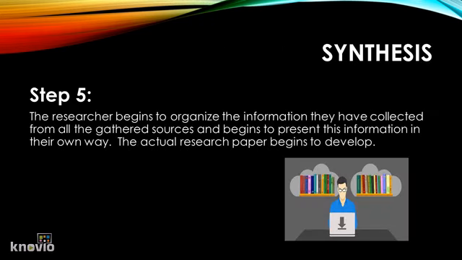Step five of the Big Six is the synthesis step. This is the step where you will actually begin to organize the information that you have collected, and you will start to make this information your own by writing your paper. The actual research paper begins to develop. This stage is where you will take everything you have found and begin to put it however you want in your paper. You may ask yourself questions such as, how do I fit this information together? How do I write an outline? How do I present the information? Or did I remember to make notes of all the sources for my bibliography? Remember, don't forget your bibliography.